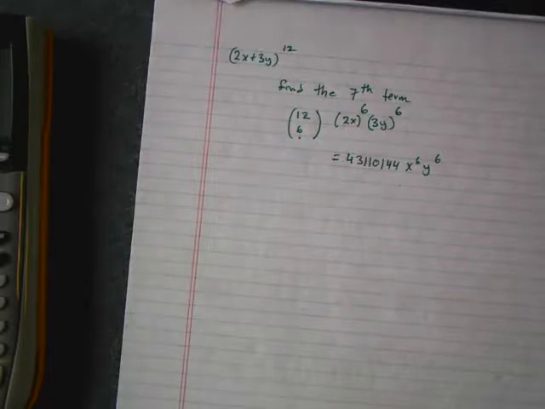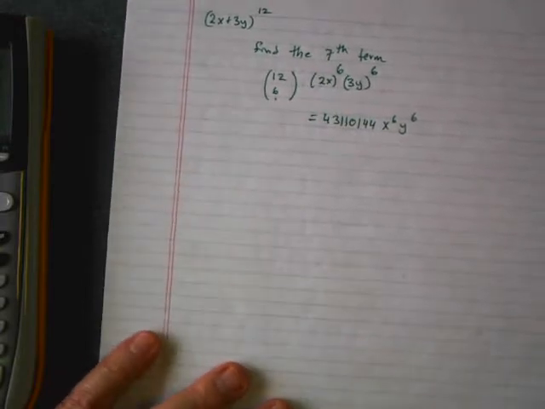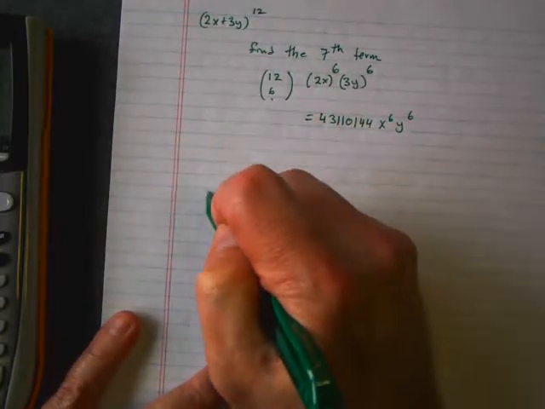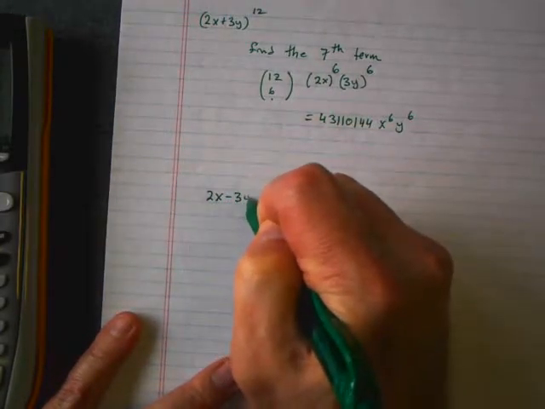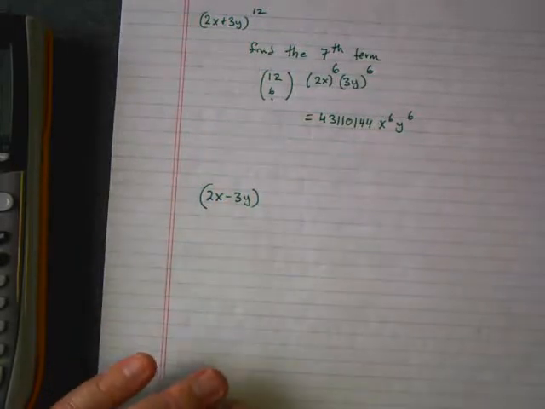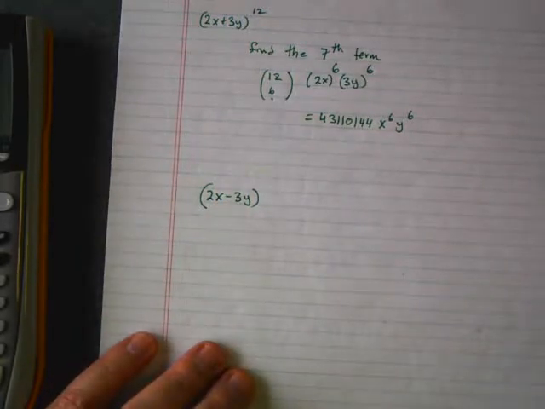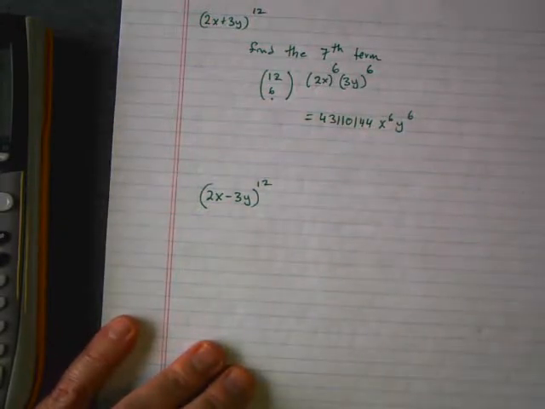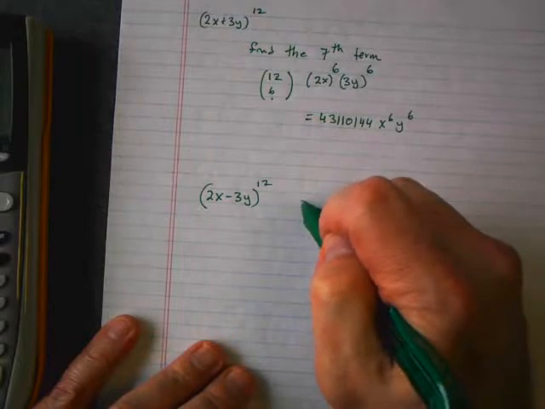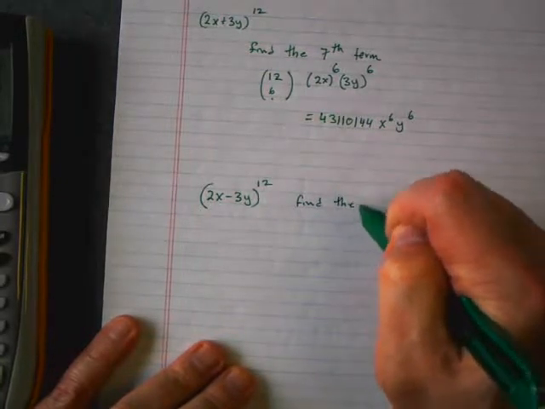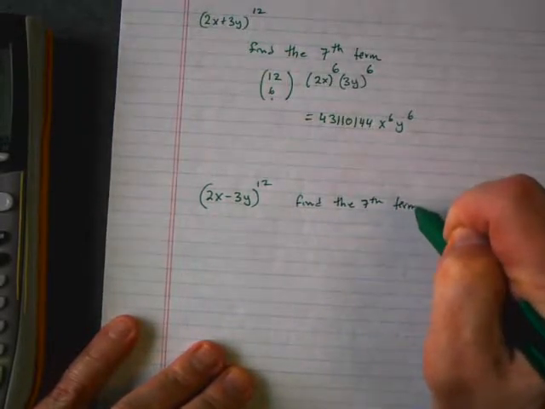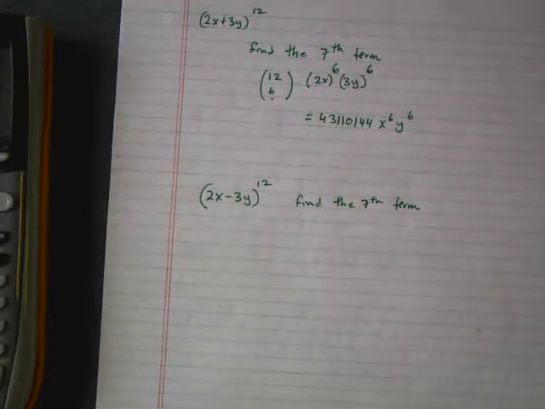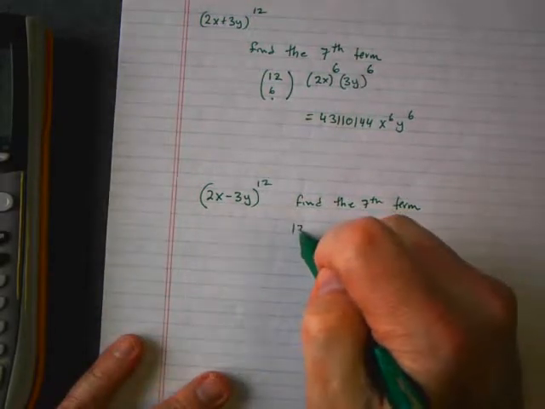All right, my last question. How would it change if I put a minus in the middle? Is the answer just negative? We're going to find the 7th term still? All right, the answer would still be 12 choose 6.